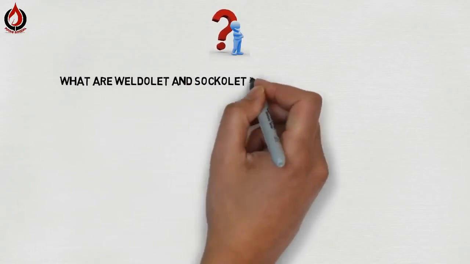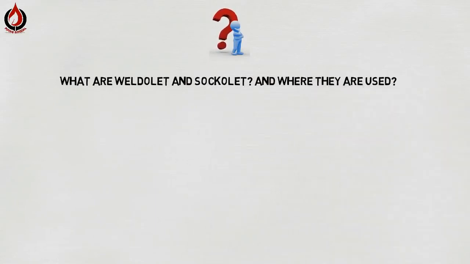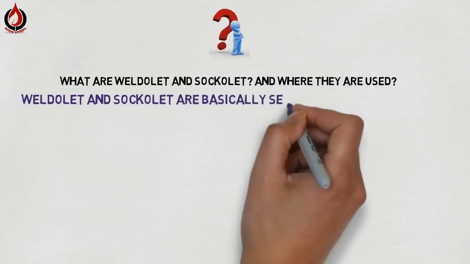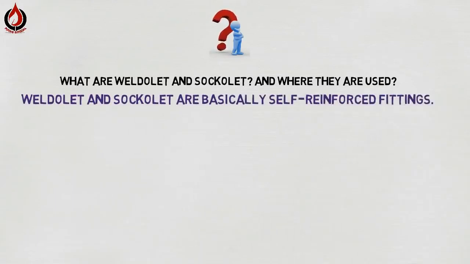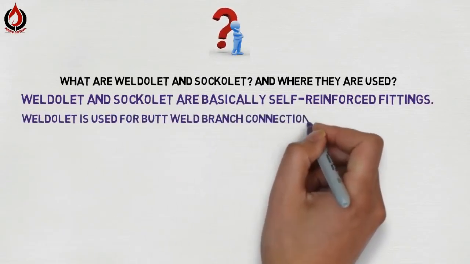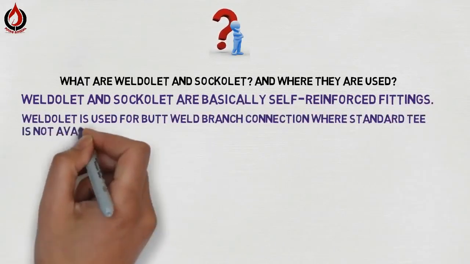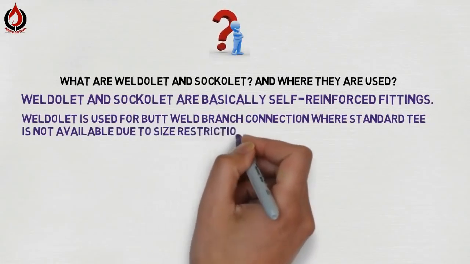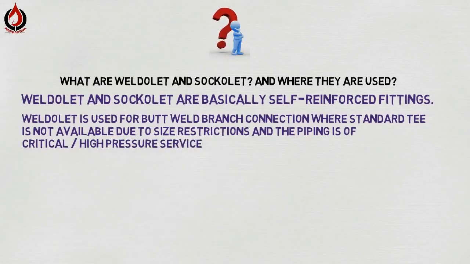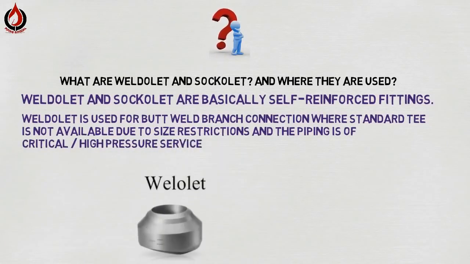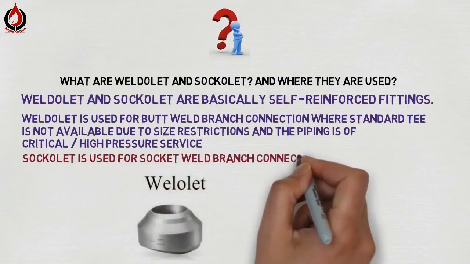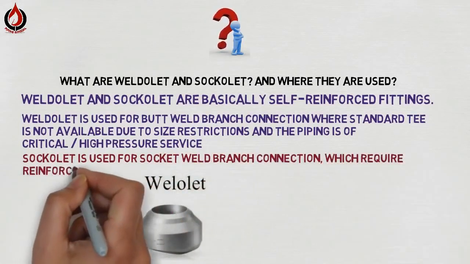What are Weldolet and Sockolet and where are they used? Weldolet and Sockolet are basically self-reinforcement fittings. Weldolet is used for butt-welded branch connections where a standard tee is not available due to size restriction and the piping is of critical high pressure service. Sockolet is used for socket weld branch connections which require a reinforcing pad.